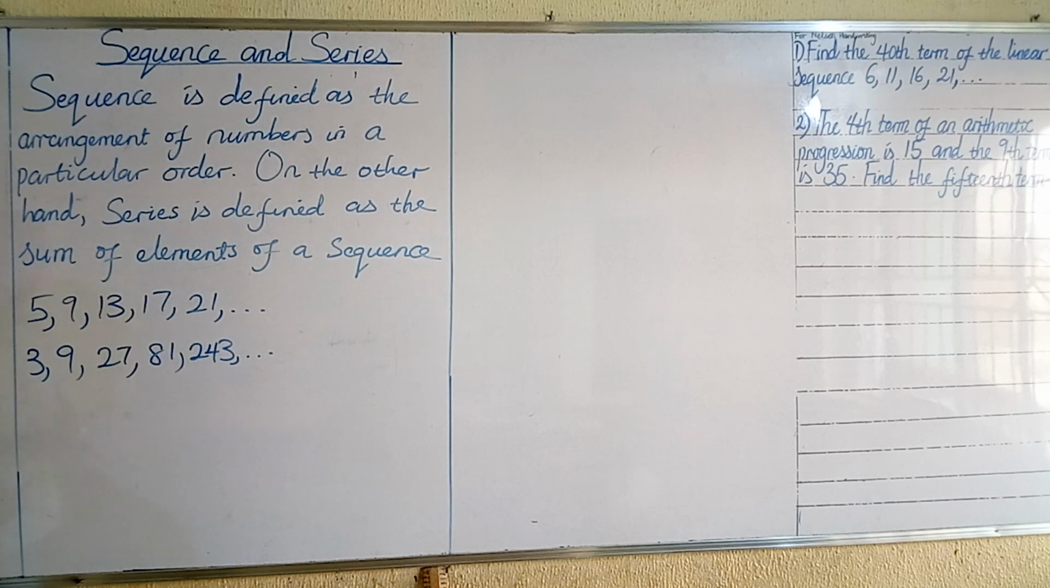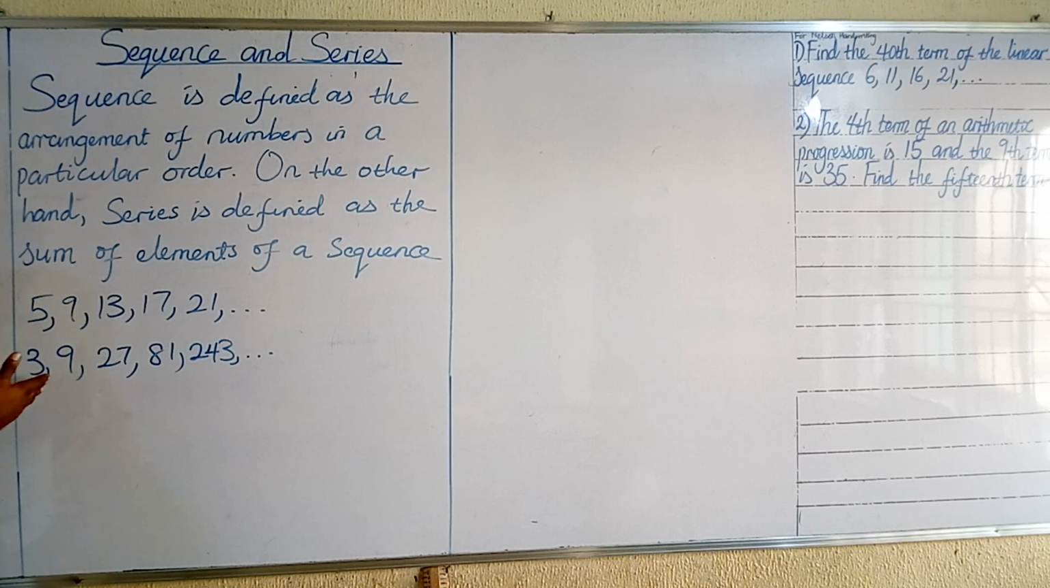Alright, having noted down these sets of numbers, you can see that there is one unique thing about them. Each set has a particular way of arrangement. Like for this first one, 5 plus 4 will give me 9. 9 plus 4 gives 13. 13 plus 4 gives 17. 17 plus 4 gives 21. And so many other numbers that follow suit.